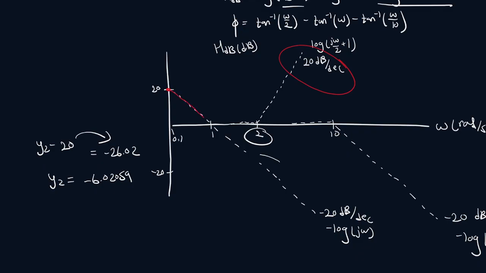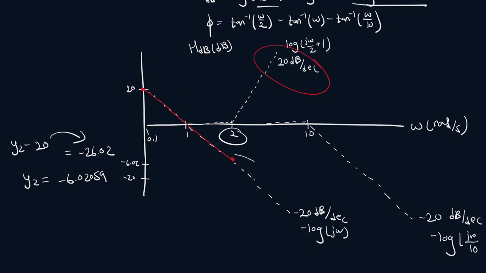So that means this is way off scale. So let me properly draw this. Okay, still not proper. So this must go further down. And we'll call this minus 6.02. Okay, so obviously not to scale, but whatever.